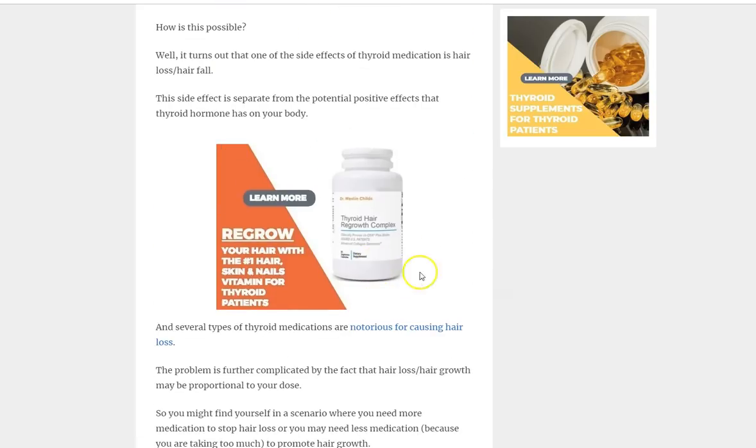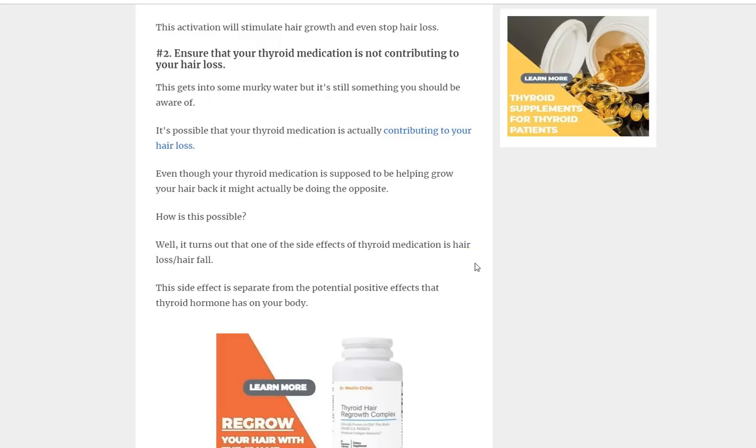So remember, your medication needs to be in that Goldilocks range, right? It needs to be optimal, but it can't be too much, otherwise it may trigger hair loss, and it can't be too little, otherwise you're not getting enough in your body.